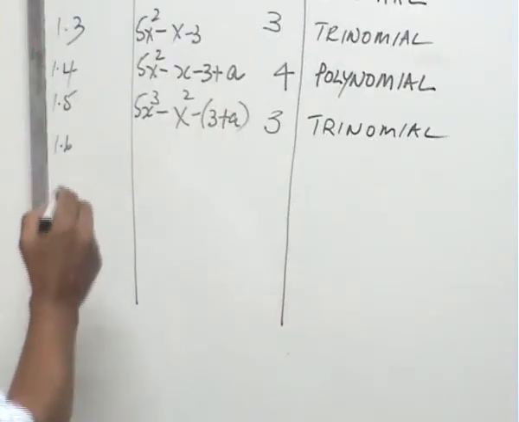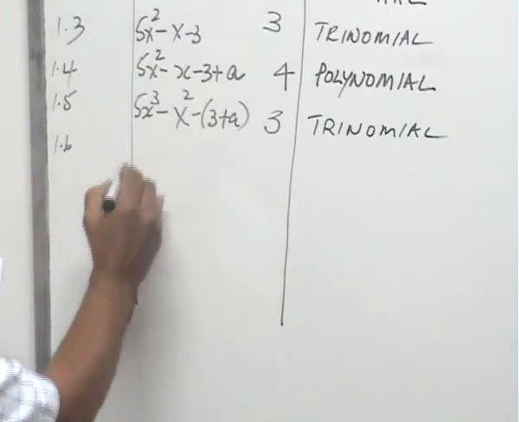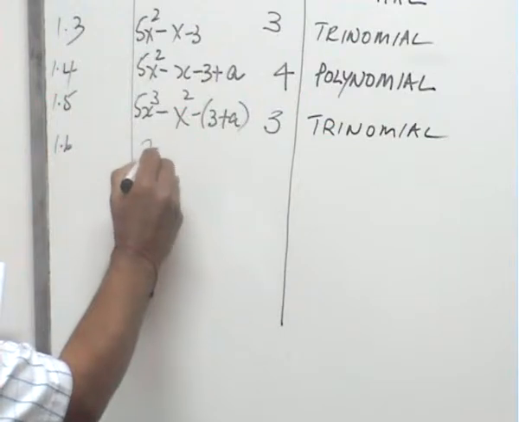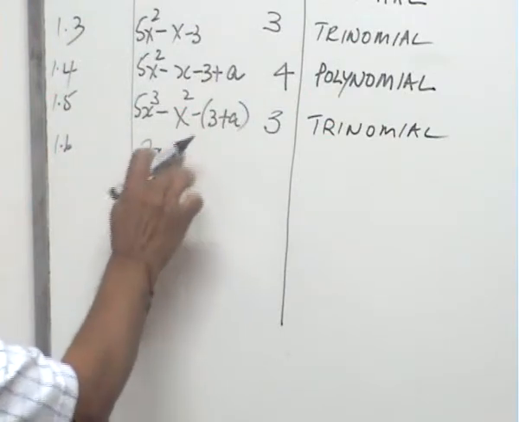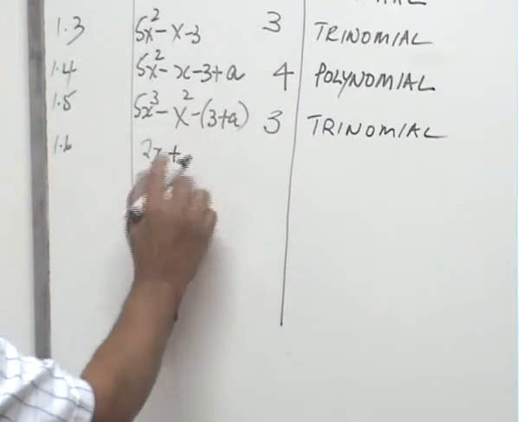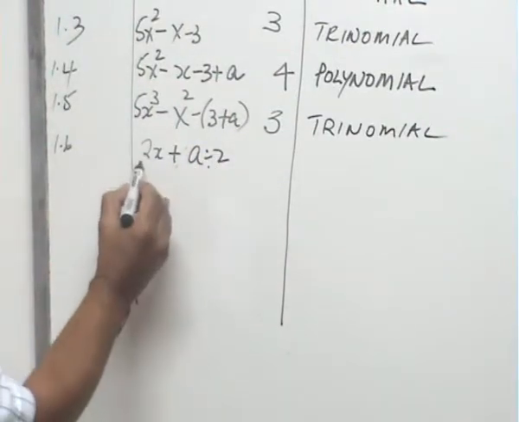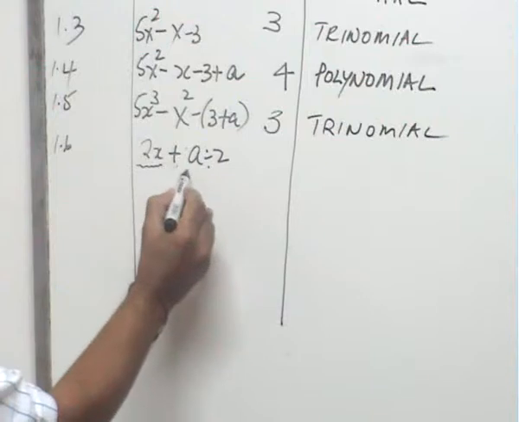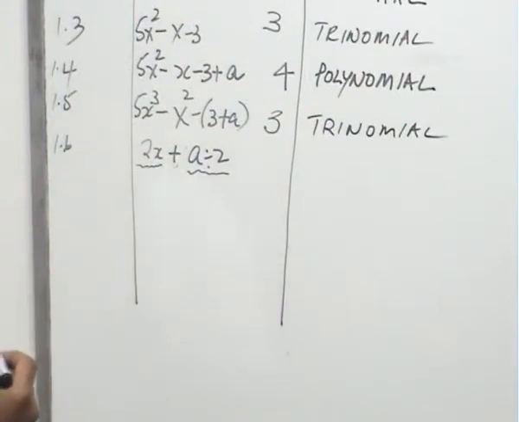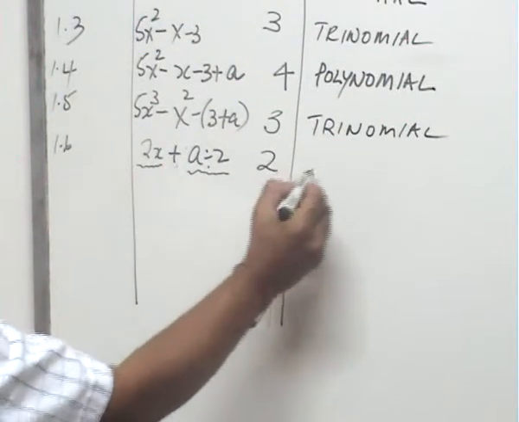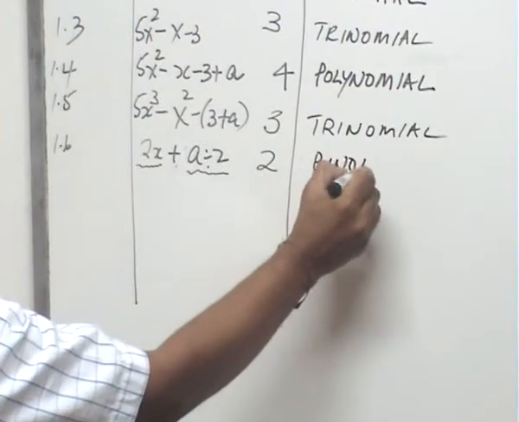1.6. 1.6, the question was 2x plus a divided by 2. So this 2x is one term and a divided by 2 is another term. So there's two terms here, and the name is binomial.